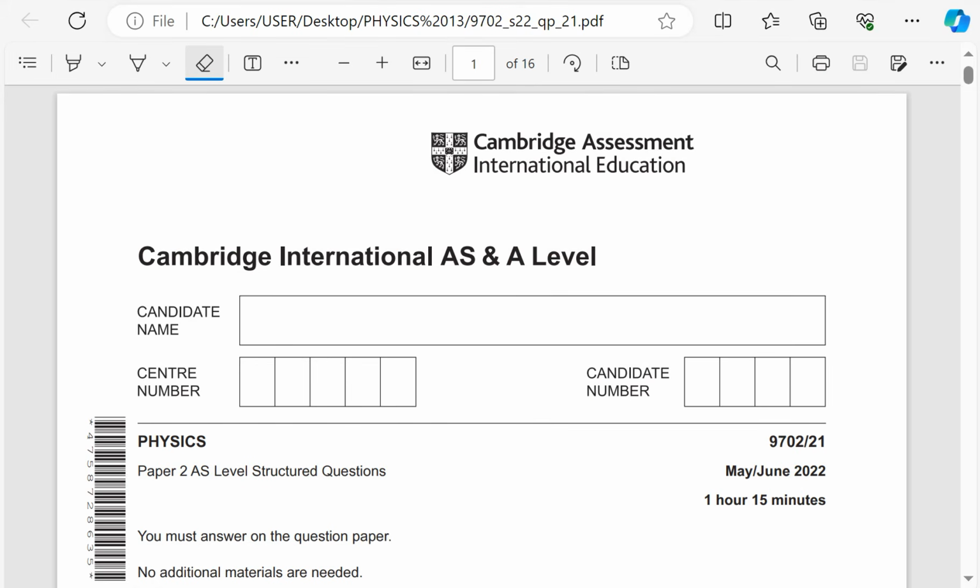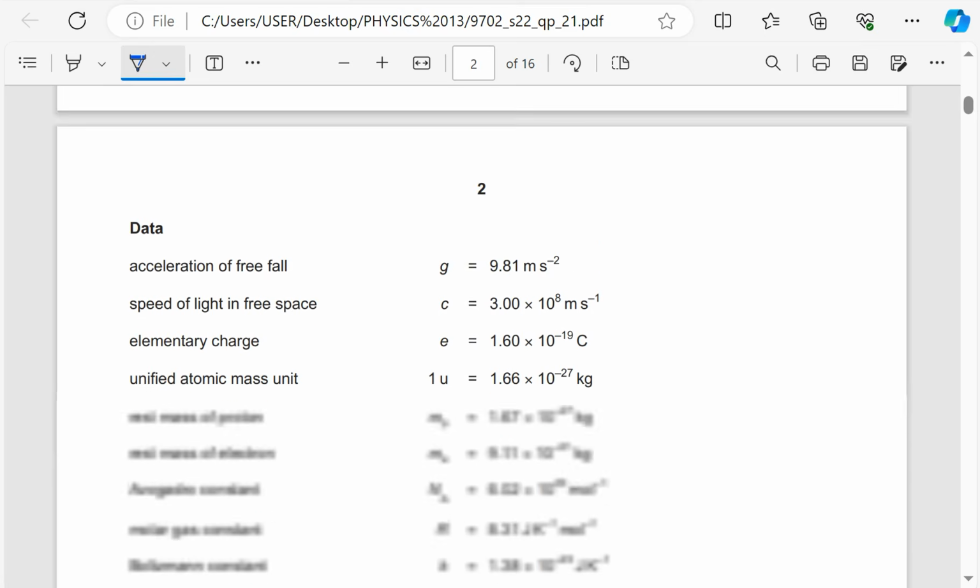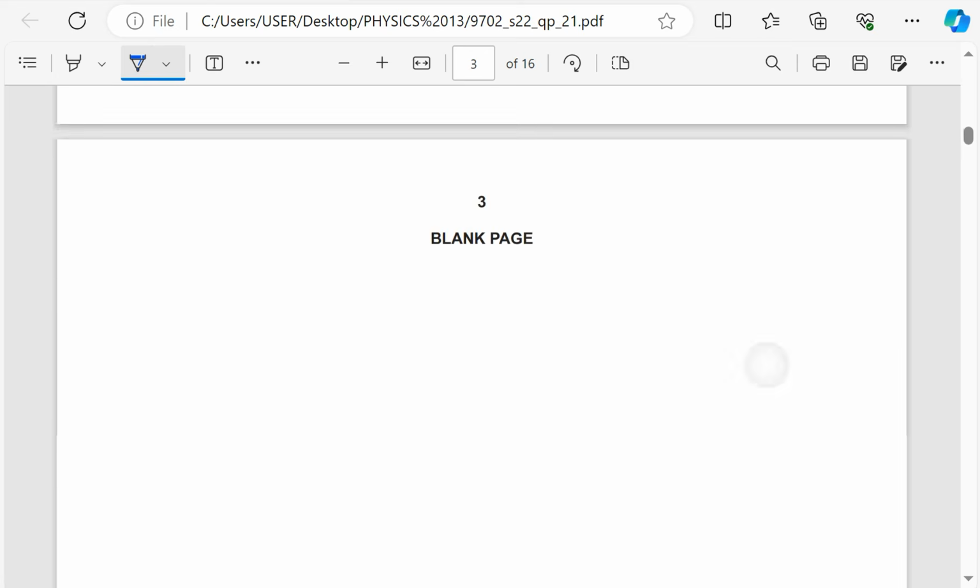So this is May, June 2022, and this is paper 2-1. A friend of mine in Pakistan told me to record all the 2022 papers because he found a lot of challenges in most of them. That's why I'm recording them now. So without wasting time, we shall go to question number 1.